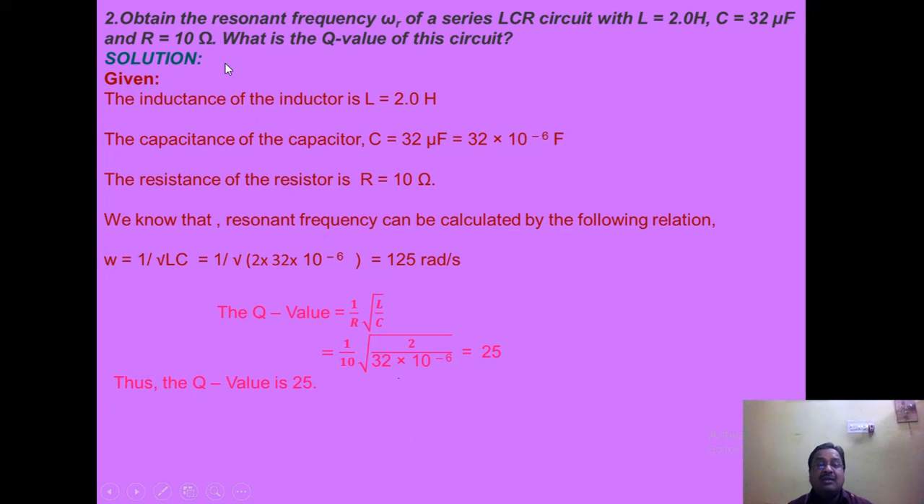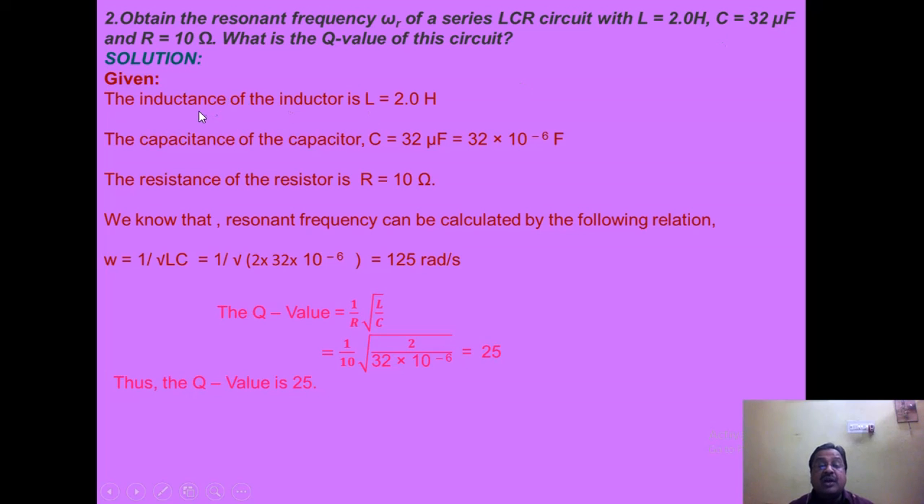Now the second one: obtain the resonant frequency of an LCR circuit with inductance 2 henry, capacitance 32 microfarad, and resistance 10 ohm. What is the Q value of the circuit? In your previous lecture, we have obtained the LCR resonant frequency and the Q factor. You see, if the units are not coherent, it is not the same. Here it is given in microfarad, but you have to calculate it in farad.